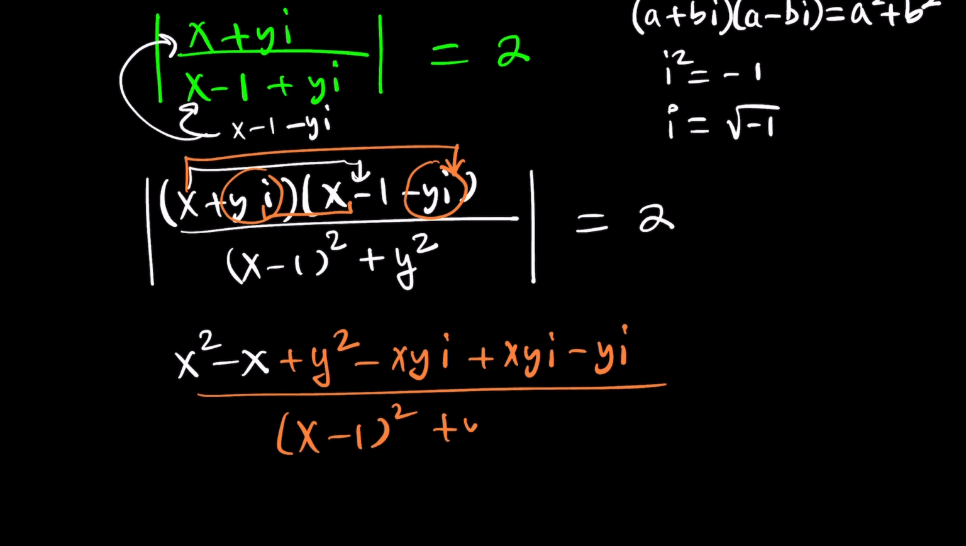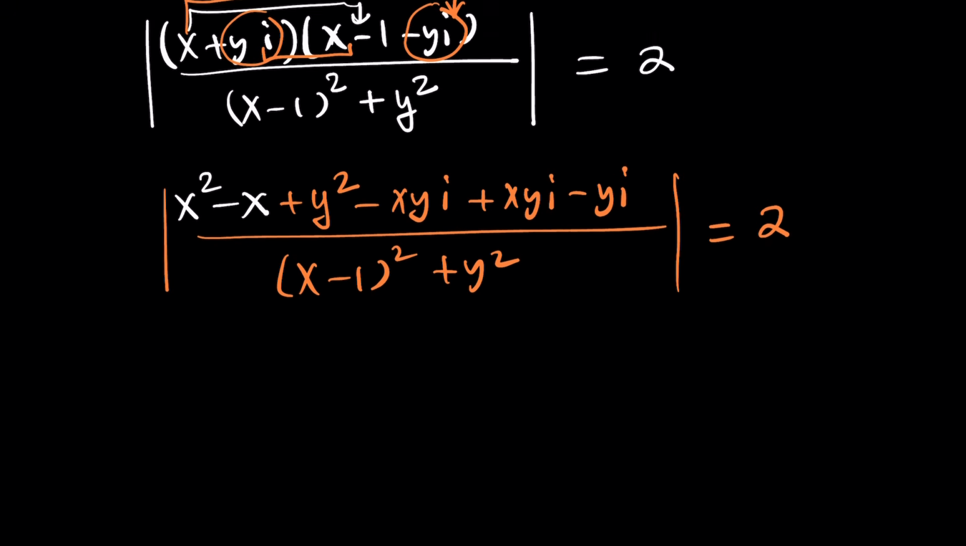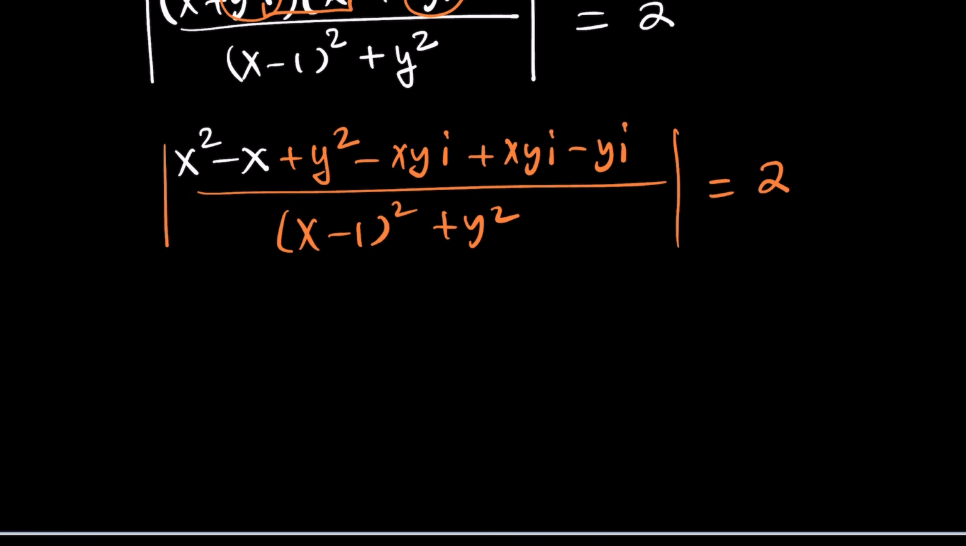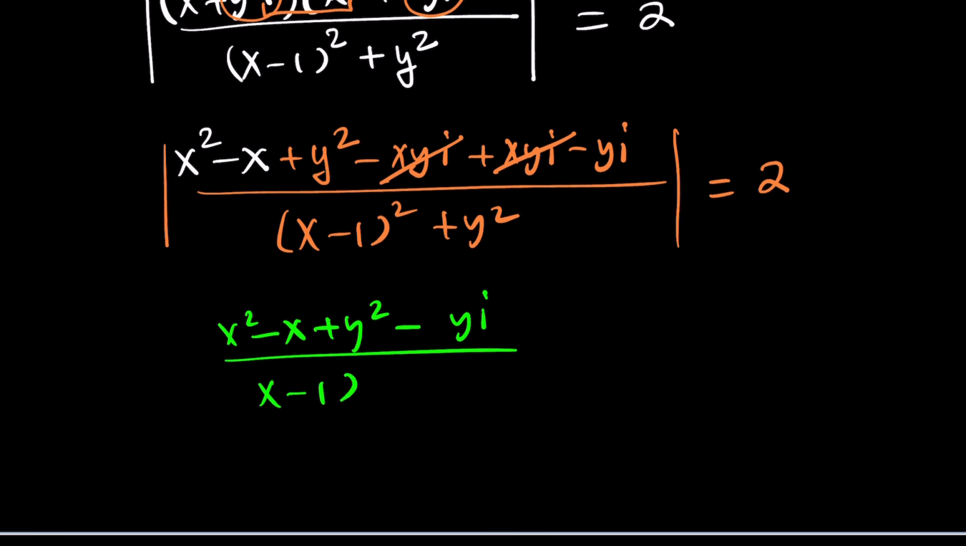And we still need to take the absolute value, right? Absolutely. Now, let's go ahead and simplify this a little bit if we can. First of all, these two are going to cancel out. And then we end up with something like x squared minus x plus y squared minus yi divided by this, and the absolute value of that equals 2.